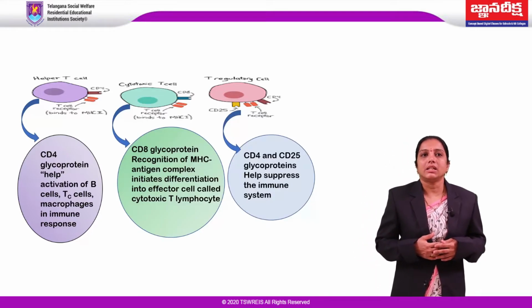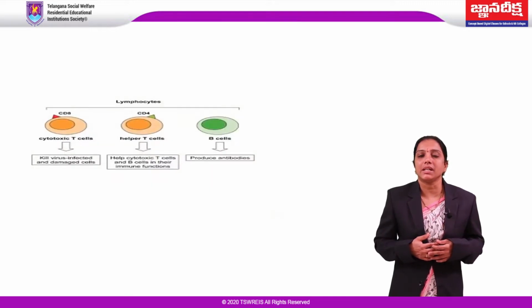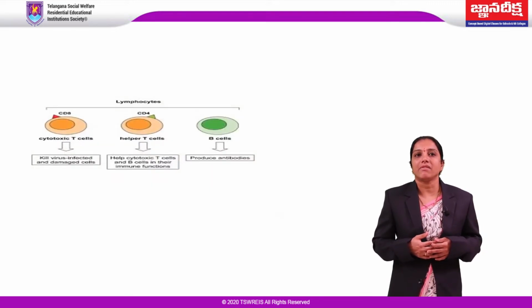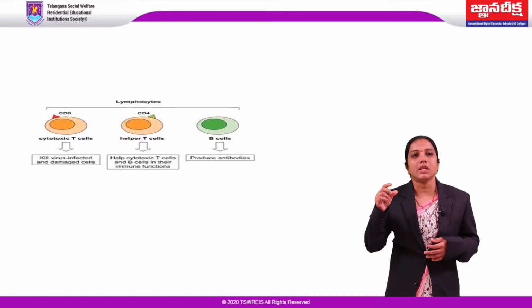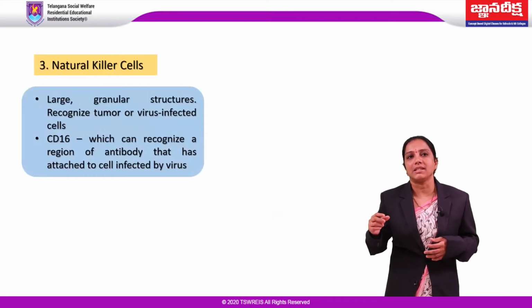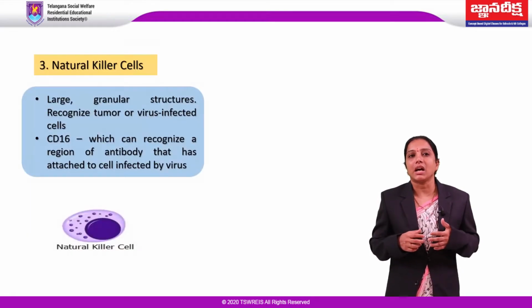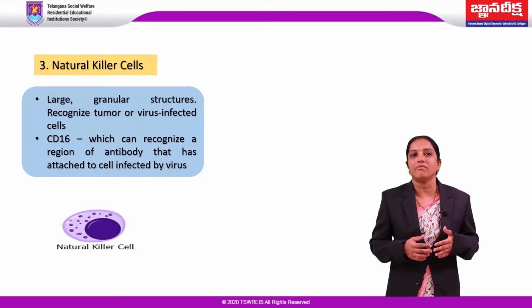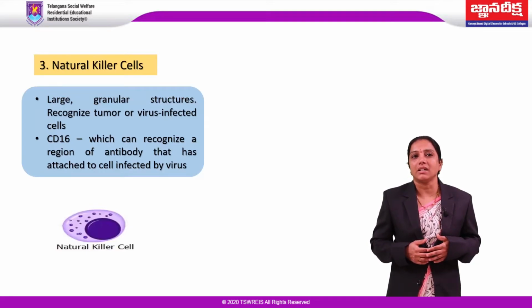And next, the third type of cells which express CD16 on their surface, which recognizes a region of the antibody, that is the Fc portion of the antibody molecule, are called natural killer cells. And these NK cells are large lymphocytes compared to other lymphocytes. They are used for killing virus-infected cells and tumor cells for controlling the early symptoms of cancerous diseases.